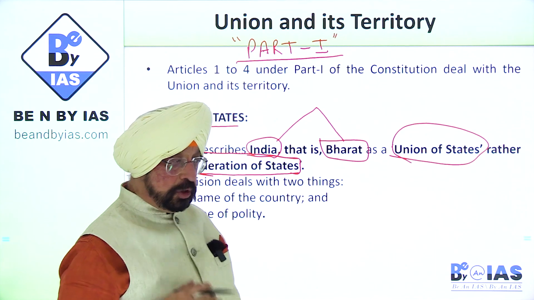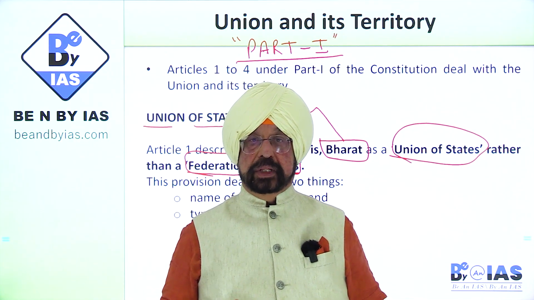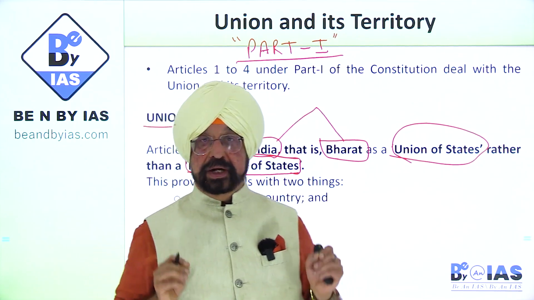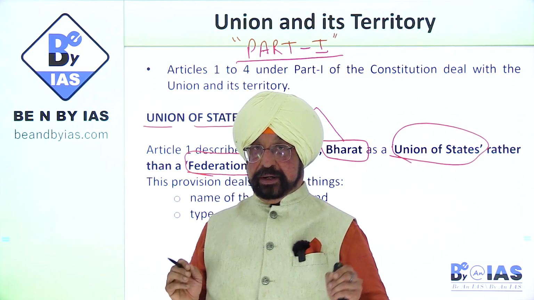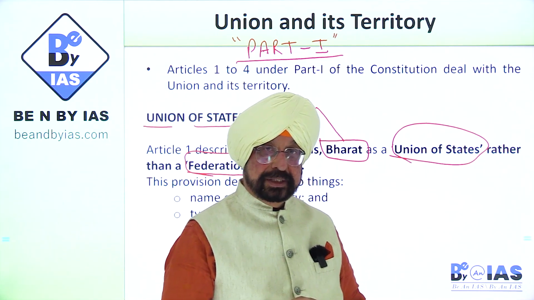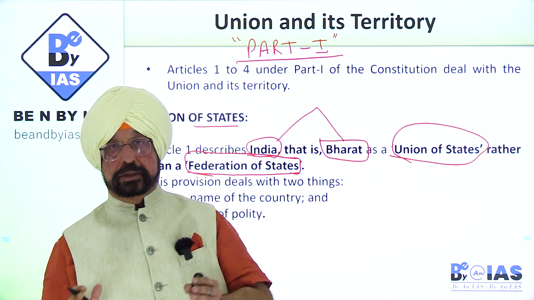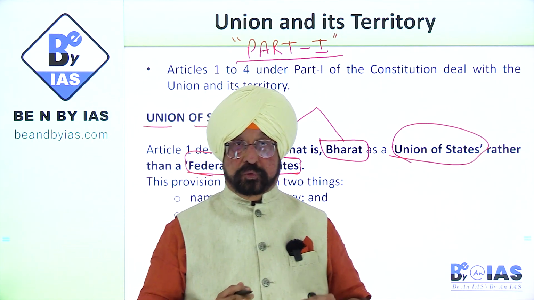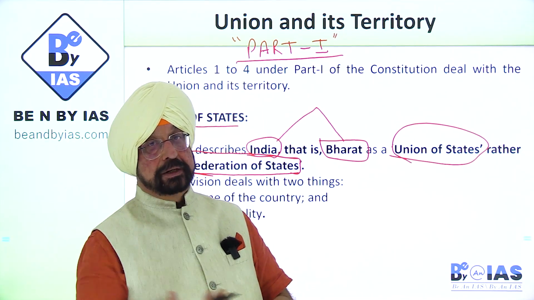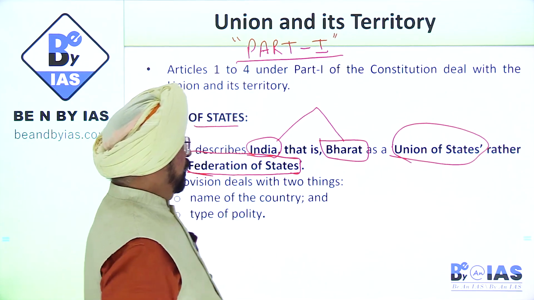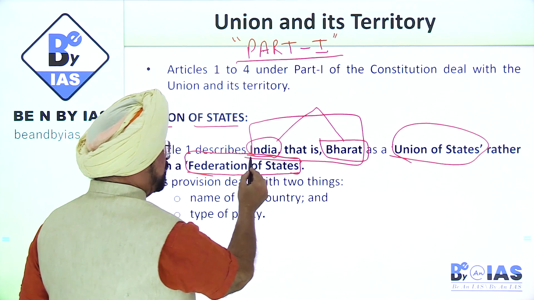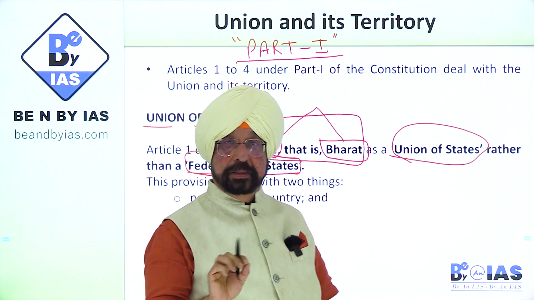Now, in the Constituent Assembly, there was a debate as to what should be the name of our nation, the independent nation. One section said it should be India, the other section said it should be Bharat. So finally it was decided that both the names should be incorporated. So that is why it is called India, that is Bharat. So this is the first thing which we have to learn and make a note of.